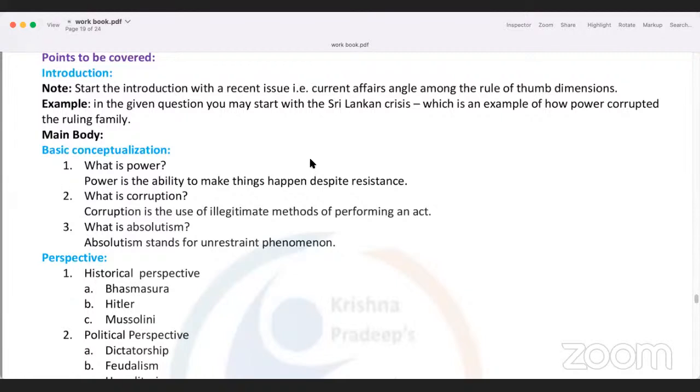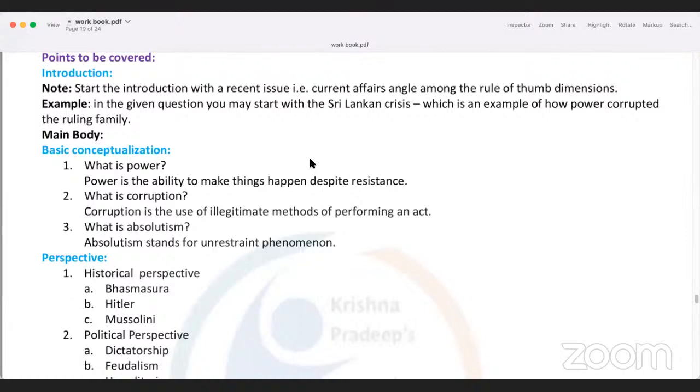So, let's start the introduction with the recent issue. That is a current affairs angle among the rule of thumb dimensions. The list of 7 dimensions is there, and the first dimension in the rule of thumb is current affairs. So you start the current affair with a recent incident. Suppose power corrupts, absolute power corrupts absolutely. For that essay, an example is given.